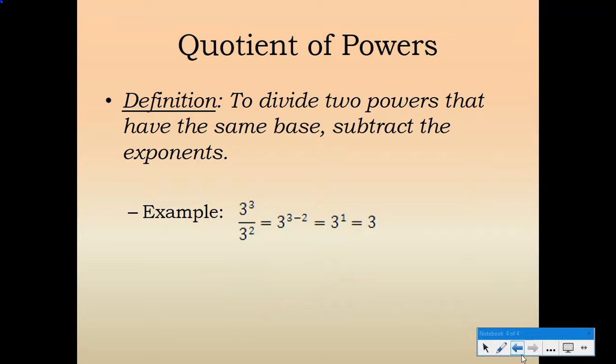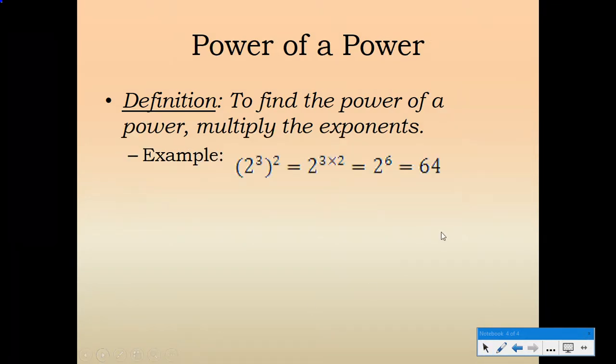All right, moving right along. Power of a power is your next exponent law, and that is to find the power of a power, you're going to multiply the exponent. So it's almost like you're distributing that exponent outside to the exponent inside in a way. Or you can think of it like this. You have an exponent of 2 outside here. So that means I have 2 groups of 3 2s.